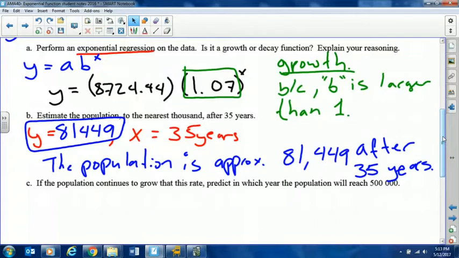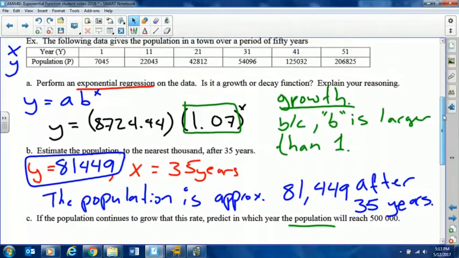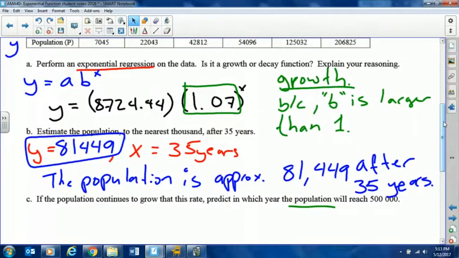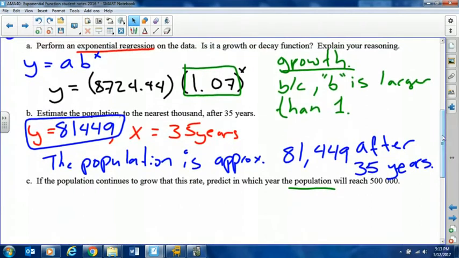So if the population continues to grow at this rate, sorry about the typo, predict in which year the population will reach 500,000. So now I have to decide again, okay, well, is this going to be an X or a Y? Is it population dependent or independent? Sorry, I should say independent or dependent. Now, since it has population, we've already determined what that was earlier, right? So population, well, that's Y. Looking up here, we've decided that previously. So we see Y equals 500,000.